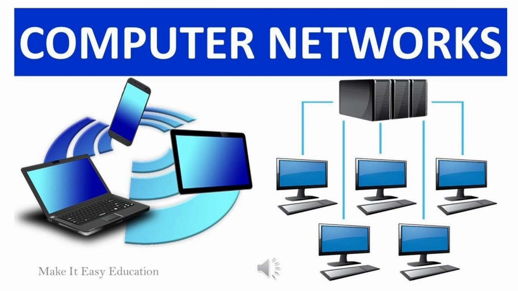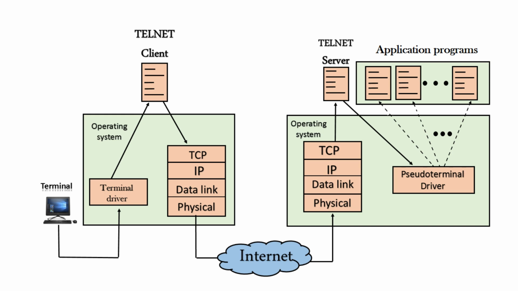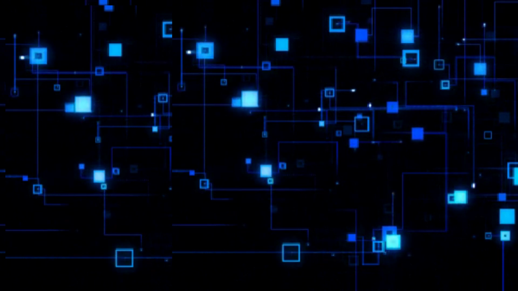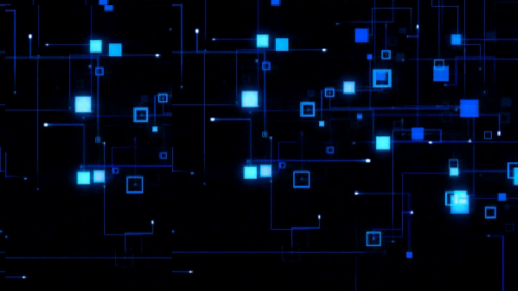Experiment 13. Aim: configuration and working of Telnet in a terminal network. Objective: students will learn to configure Telnet and learn to use a command line-based session to run applications on a computer on a remote network that is running the Telnet server service.